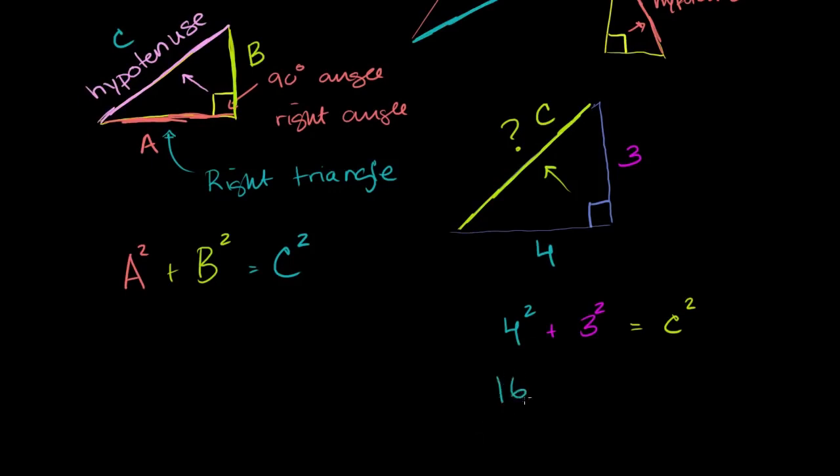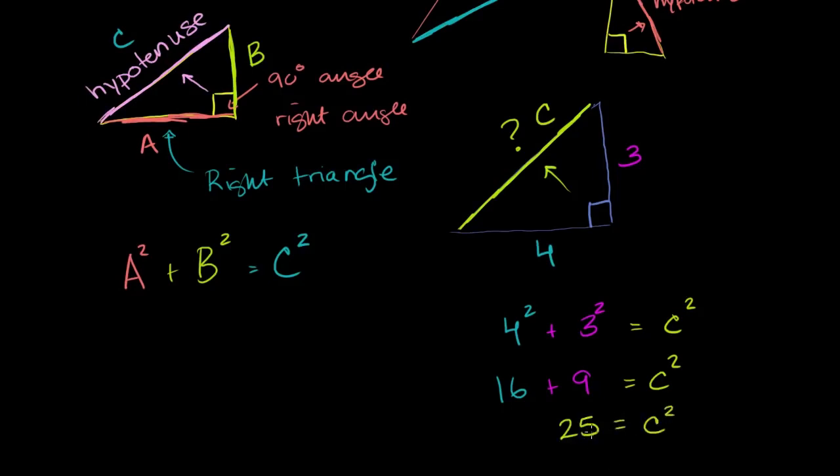That is 16. And 3 squared is the same thing as 3 times 3. So that is 9. And that is going to be equal to c squared. Now what is 16 plus 9? It's 25. So 25 is equal to c squared.